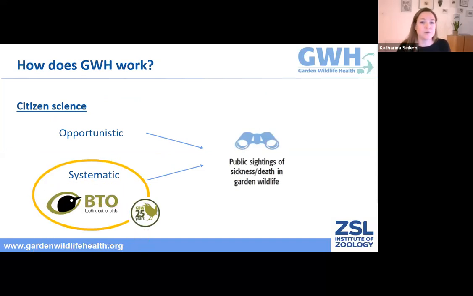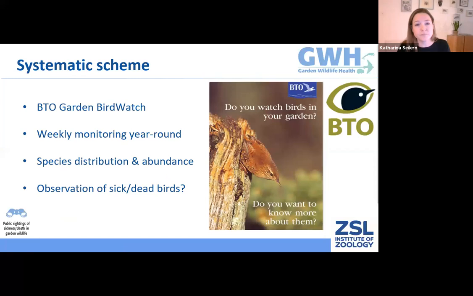So we also use a network of so-called systematic reporters, consisting of over 15,000 Garden Birdwatch participants, which are citizen scientists spread across the whole country, organized and led by the British Trust for Ornithology. The Garden Birdwatch participants report on a weekly basis, which is incredible, regarding the presence or absence of certain different species in their garden. And this contributes towards abundance data.